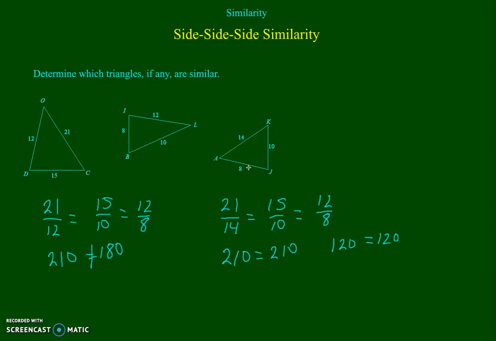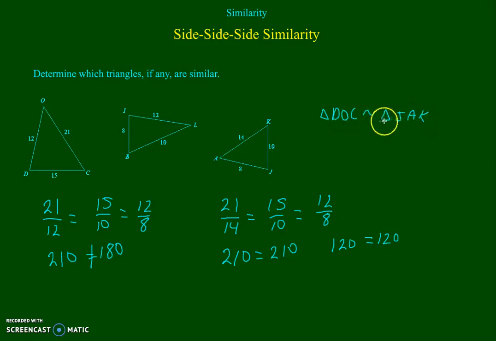So let's go ahead and write a similarity statement for these two. What we're going to do is start from this vertex and go across the smallest to the biggest, which means we're going smallest to biggest. So it's going to be DOC, so we'll say triangle DOC is similar to triangle, again going smallest across biggest, JAK. Triangle JAK.